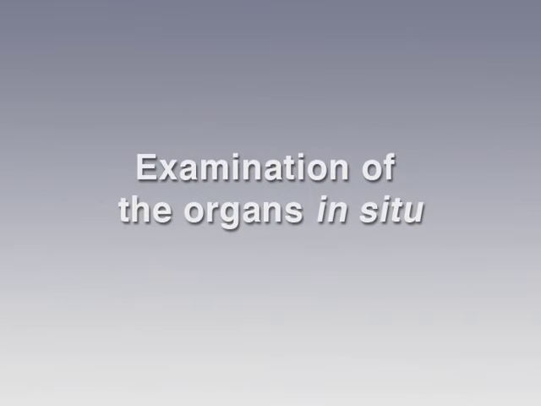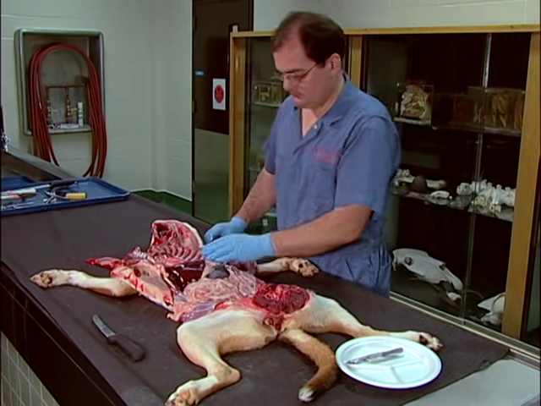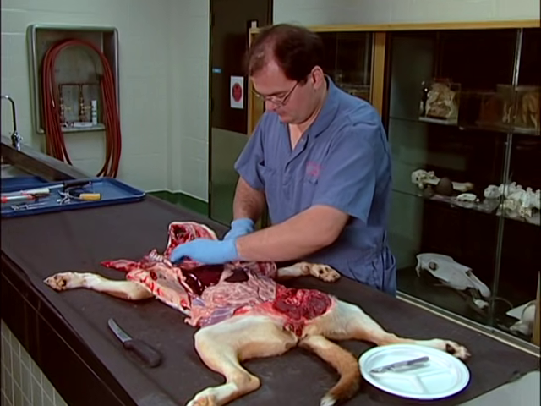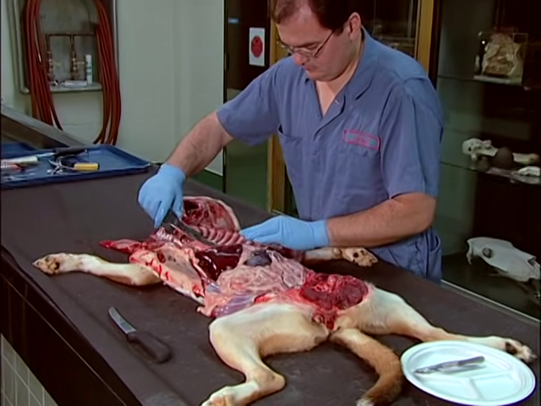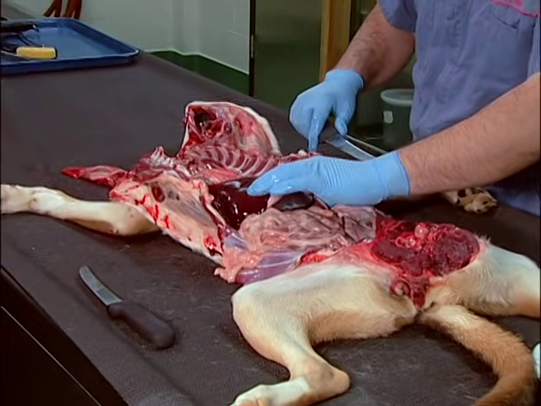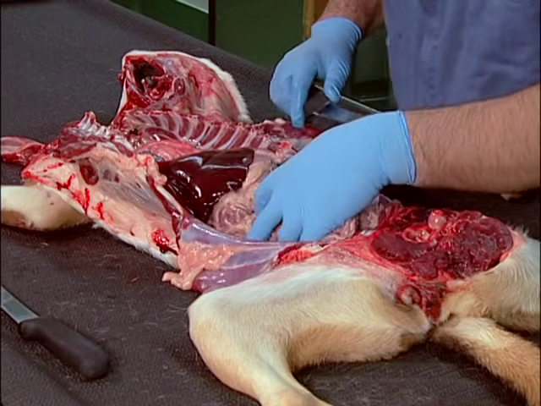Examination of the organs in situ. Once both the abdominal and thoracic cavities are opened, visually inspect the exposed viscera. If needed, review again the clinical history and collect samples for microbiology before palpation, manipulation, and contamination of tissues.